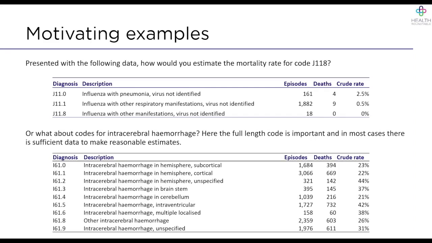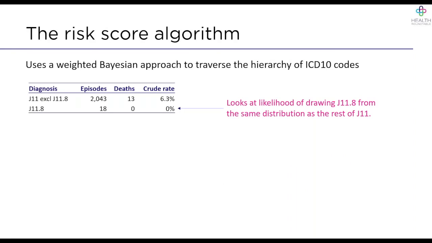Let's look at another example. What about codes for intracerebral hemorrhage? Here the full length of the code is really important. It really distinguishes a different survival chance between the different codes at the 4-letter level of the ICD-10 code. So how can we generate a model that's able to use the full 4 letters when there's enough data available, but that falls back to making estimates based on codes that are nearby in the hierarchy when there isn't enough data available?